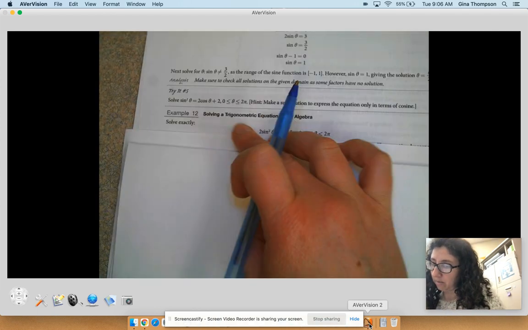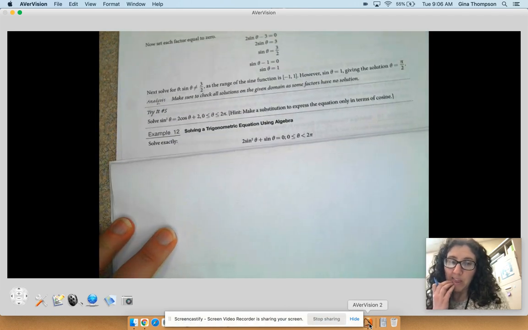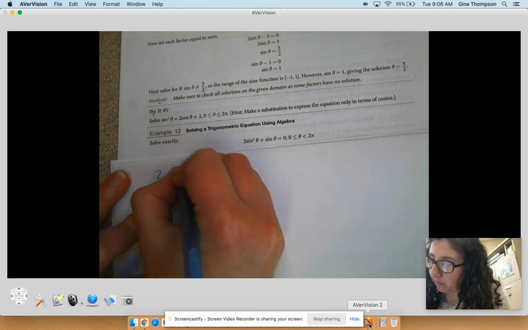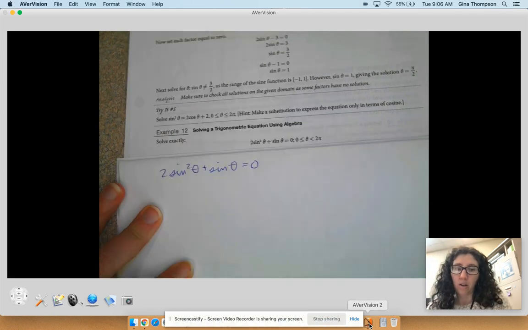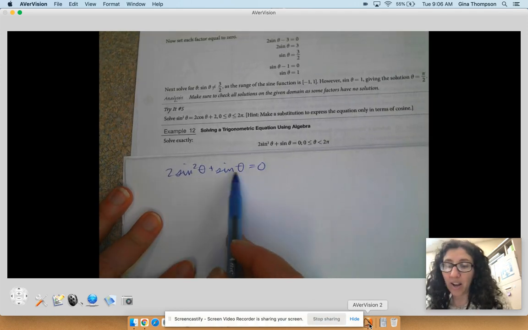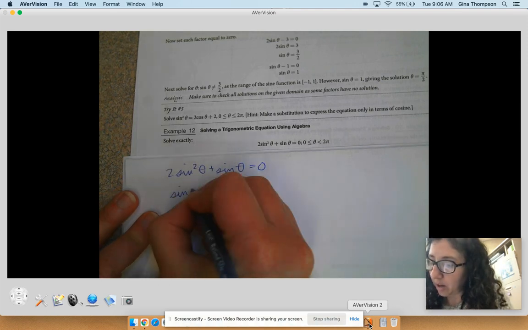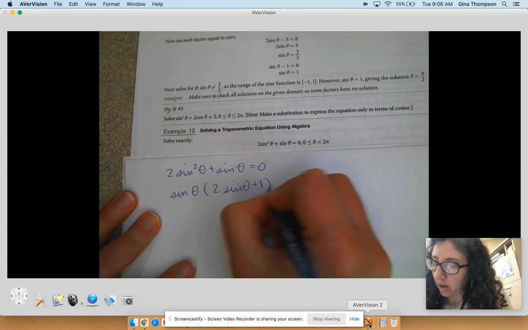All right, let's solve this one exactly. 2 sine squared theta plus sine theta equals 0. Okay, so this is a quadratic, but look, there's no constant term. I could factor just directly. I could factor sine theta out of both of these and be left with sine theta times (2 sine theta plus 1) equals 0.